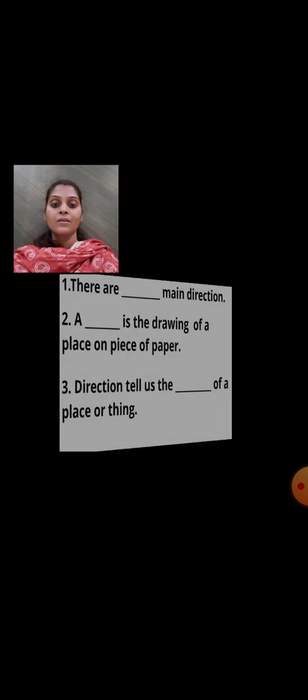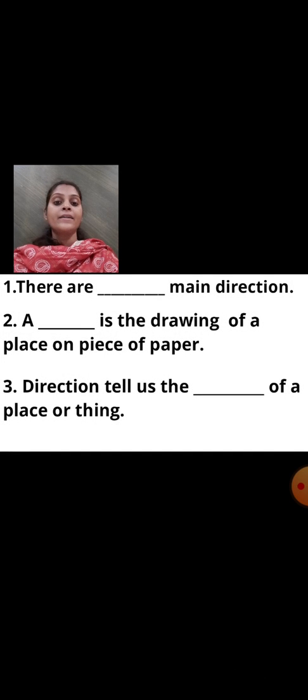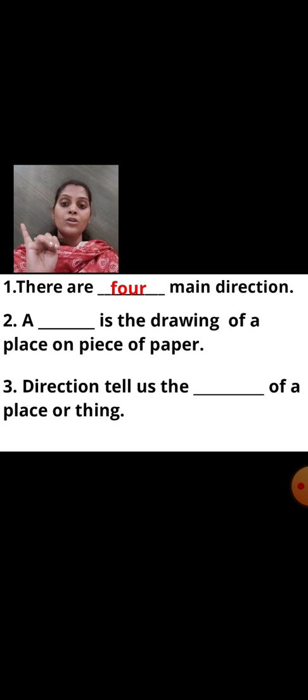So let's begin with the first activity, that is fill in the blanks. There are 6 fill in the blanks questions and you are going to write them down in your EVS notebook. These are the direction chapter notes. Okay, let's begin. First question: There are dash main directions. Just now we have studied how many directions there are. Yes, there are 4 main directions: east, west, north and south.